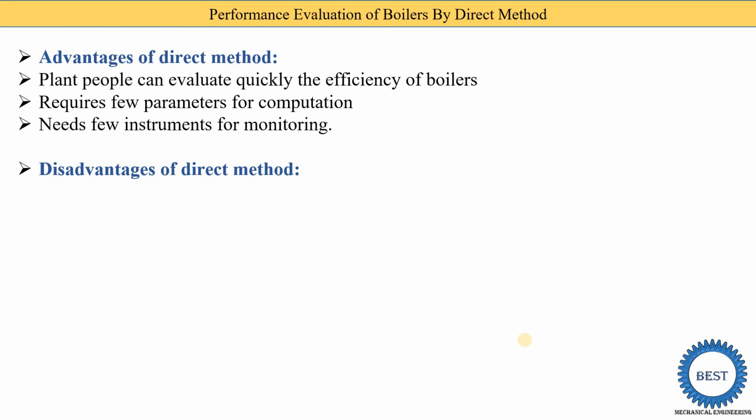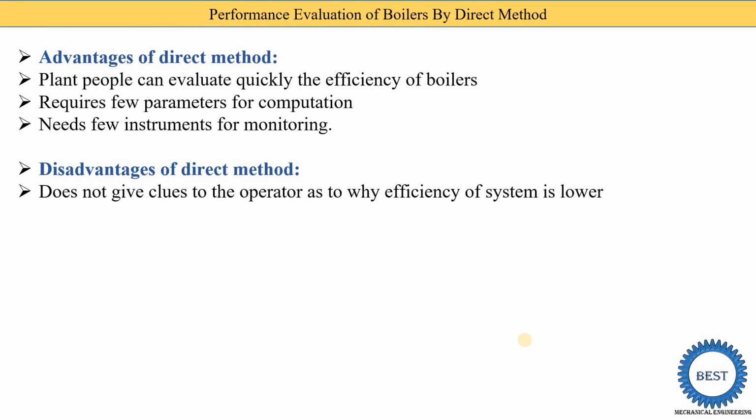Now what is the disadvantage of this method? This method does not give clues to the operator as to why the efficiency of the system is lower. It means this method does not provide any clue on how to improve the efficiency. Suppose we need to improve the efficiency, then we need to know where this energy is lost. Then we are able to improve the efficiency.